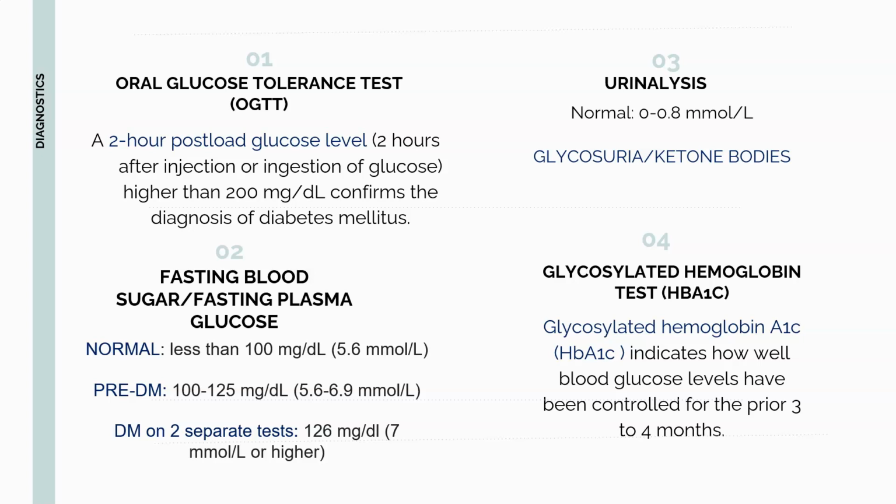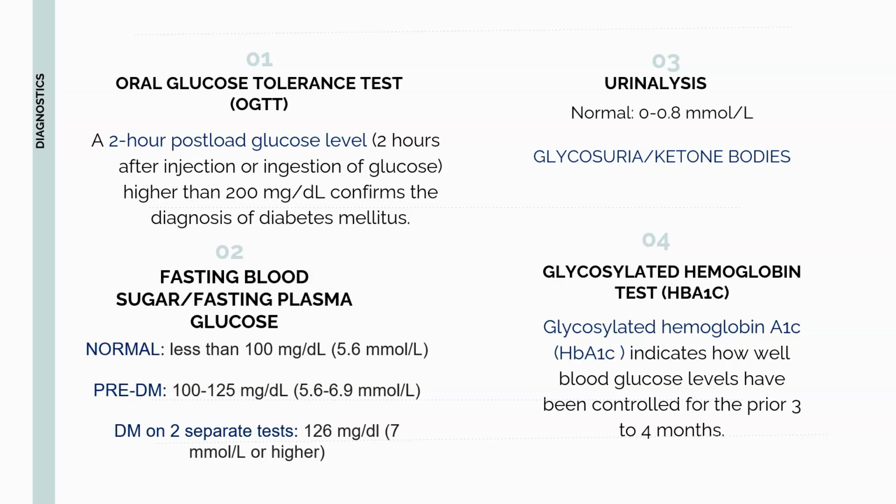You have your 2-hour post-load glucose level. For each time that you are given your sugar intake, you need to have blood extracted, and if I can remember it correctly, it's every 30, 60, 90, and 120 minutes. So you are going to be ingesting glucose, and a result of higher than 200 milligrams per deciliter confirms the diagnosis of diabetes mellitus. Most importantly, this is also done among pregnant women who are suspected to have gestational diabetes.